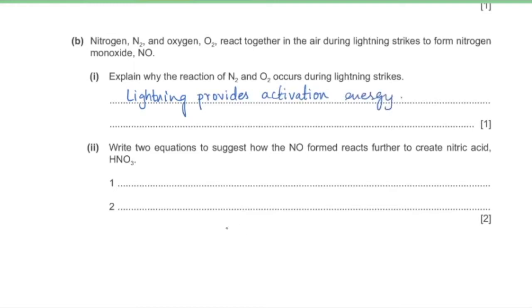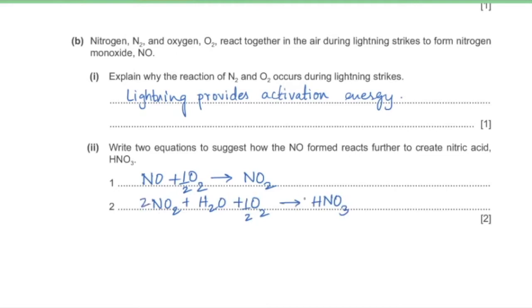Part 2, write 2 equations to suggest how the nitrogen monoxide formed reacts further to create nitric acid, HNO3. So nitrogen monoxide will react with oxygen to form nitrogen dioxide, and nitrogen dioxide will react with water as well as oxygen to form nitric acid, HNO3. We will have half mole of O2, 2NO2 and 2HNO3.